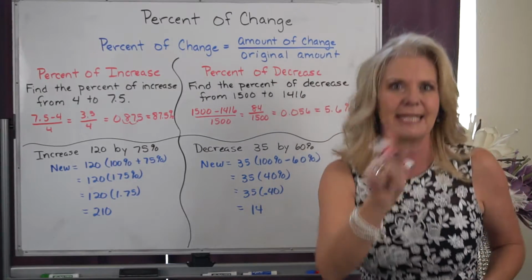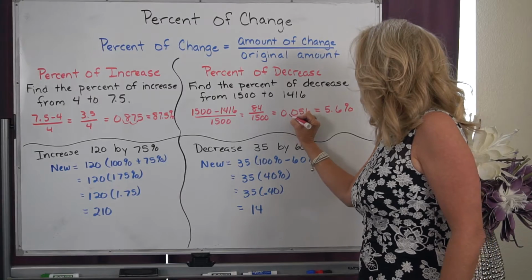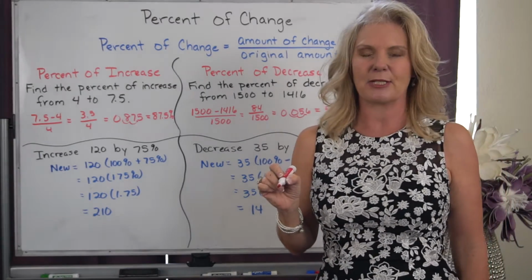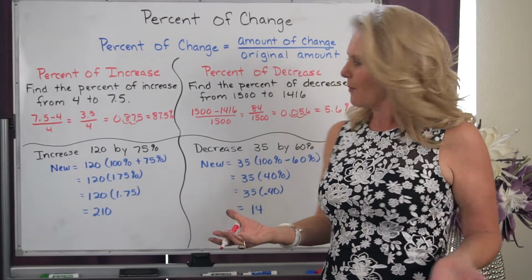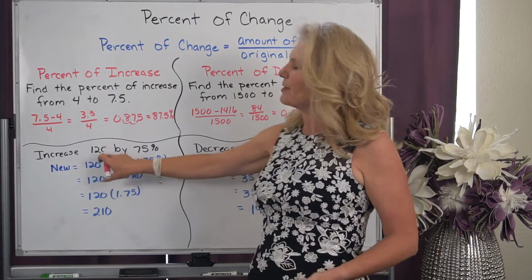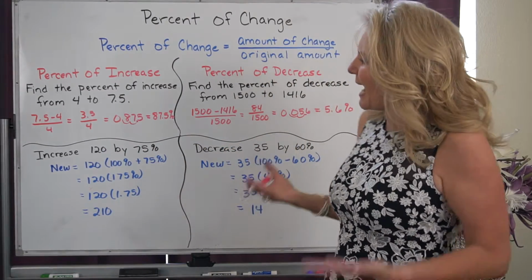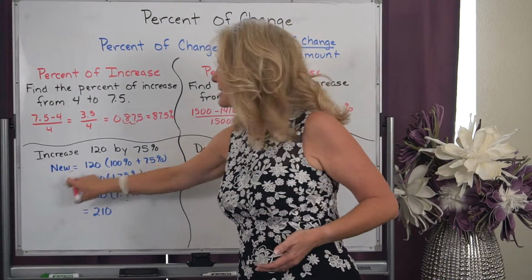0.056, but I don't want a decimal. I want the percent. So again, I'm going to move that decimal point 2 places to the right, and I get 5.6%. Sometimes though, they're going to ask the question in a different way. Sometimes they're going to say, well, then increase the number by a percent. Well, if I had that, I think to myself, whatever I'm finding, that's my new amount.